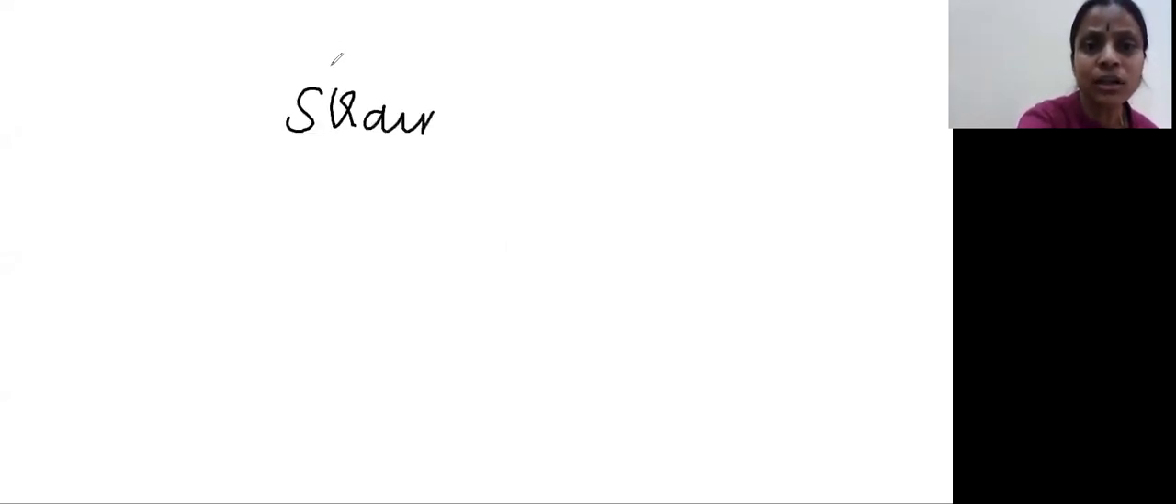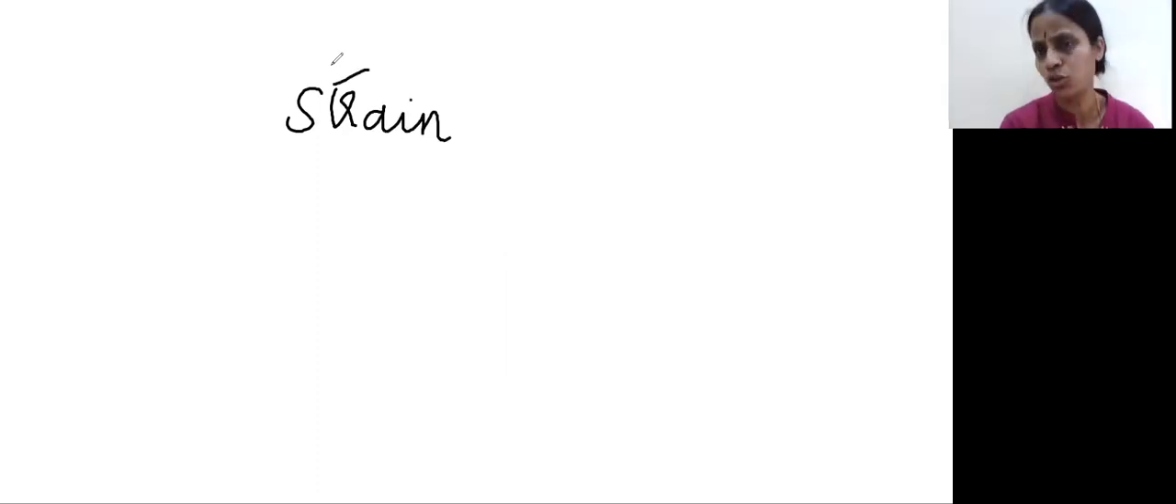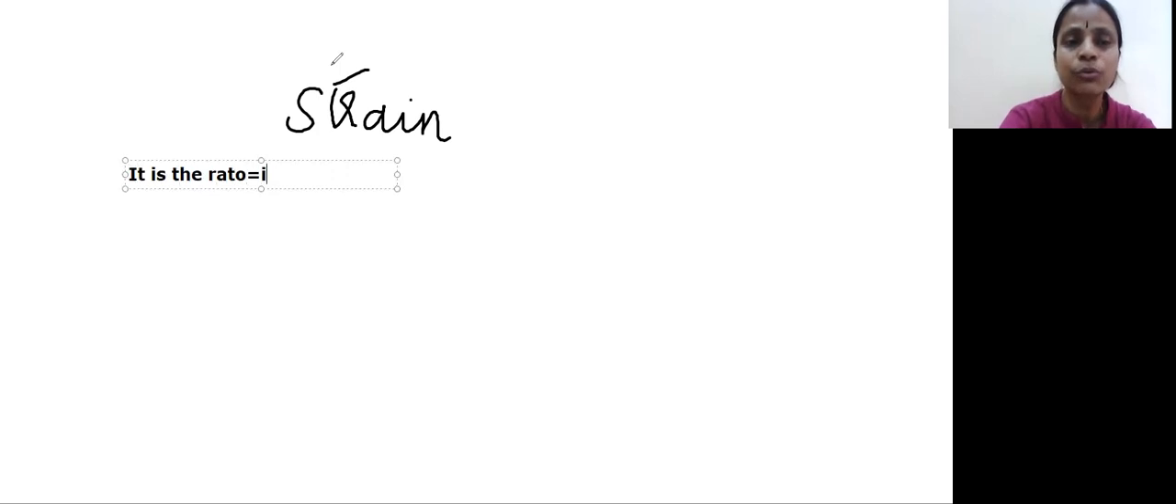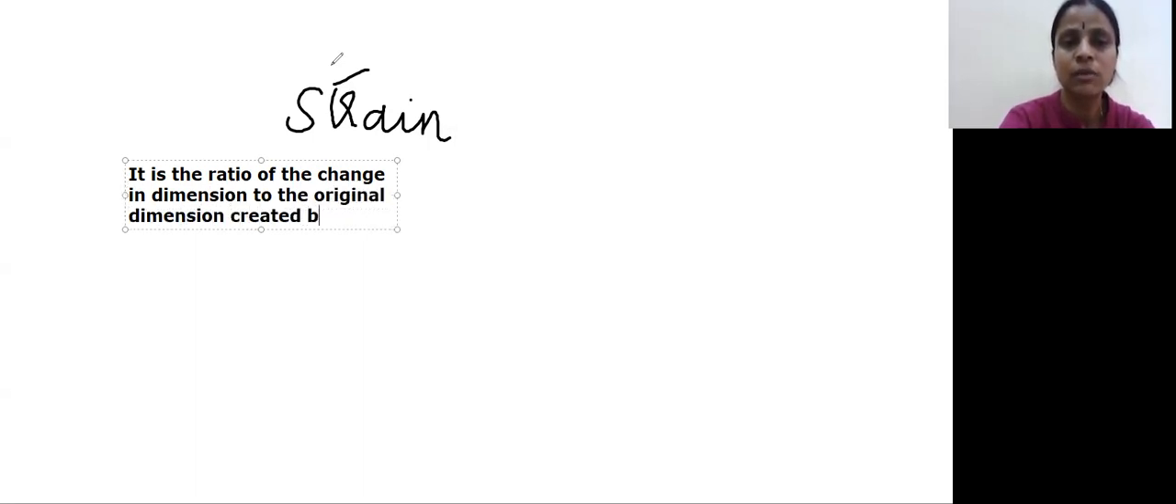Strain is a dimensionless physical quantity. That means it's a ratio, basically. It's a ratio of the change in dimension to the original dimension created by the stress. So I'm going to put it up over here. It is the ratio of the change in dimension to the original dimension created by the stress applied.